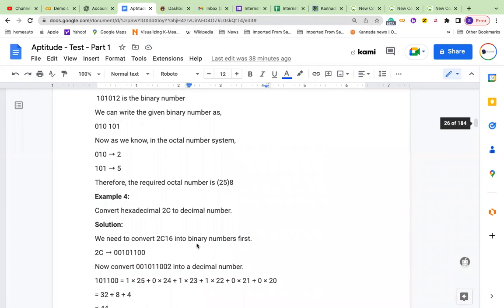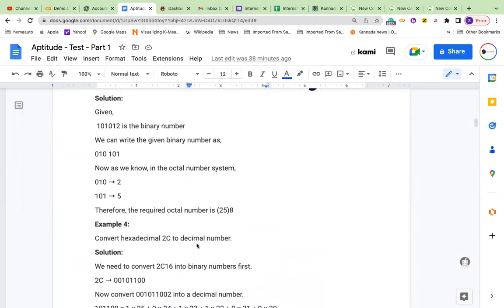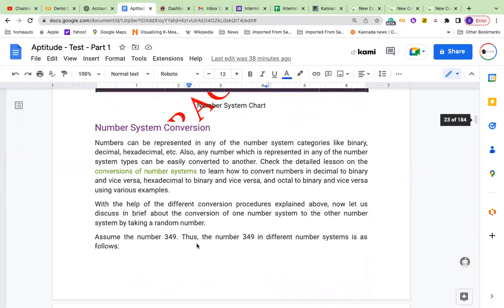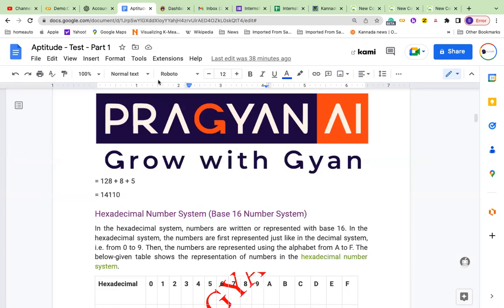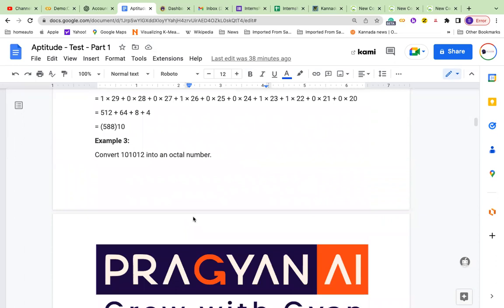Next is, there is one more thing they will be asking in number system. I think not mentioned here.